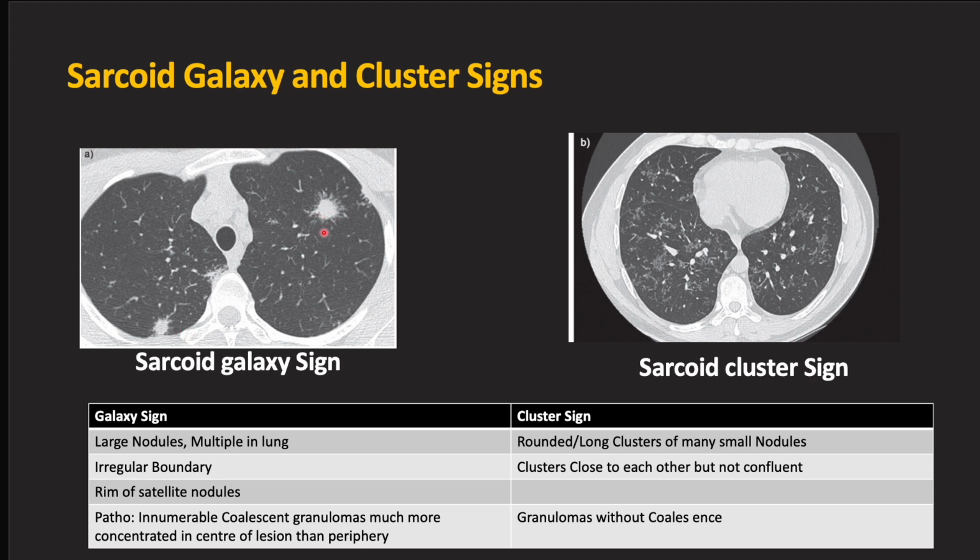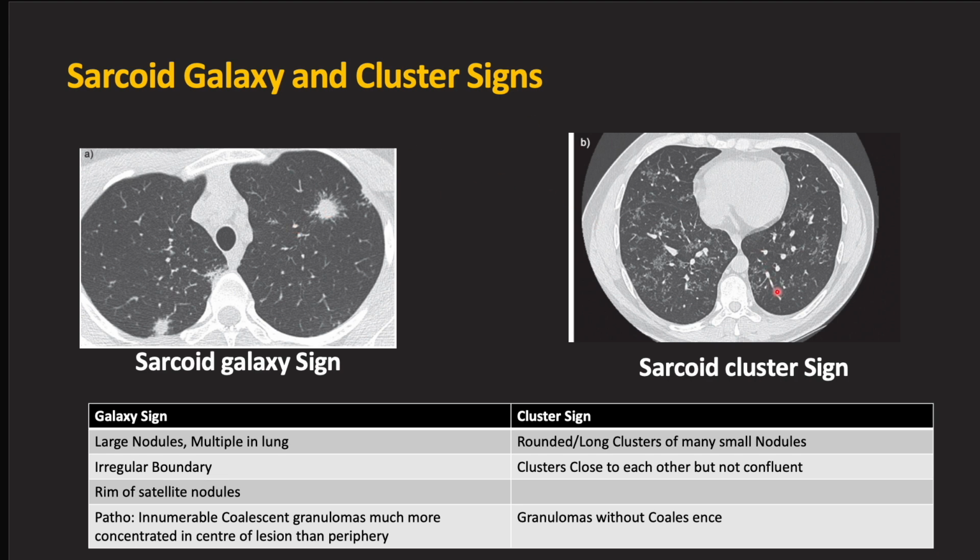They may be multiple in the lungs, and they don't have a regular well-defined boundary but an irregular boundary, and there is a rim of satellite nodules around it. So a center, a large nodule with a rim of small nodules around it. And actually if you see it pathologically, then it is a lot of granulomas that have coalesced together and have concentrated.